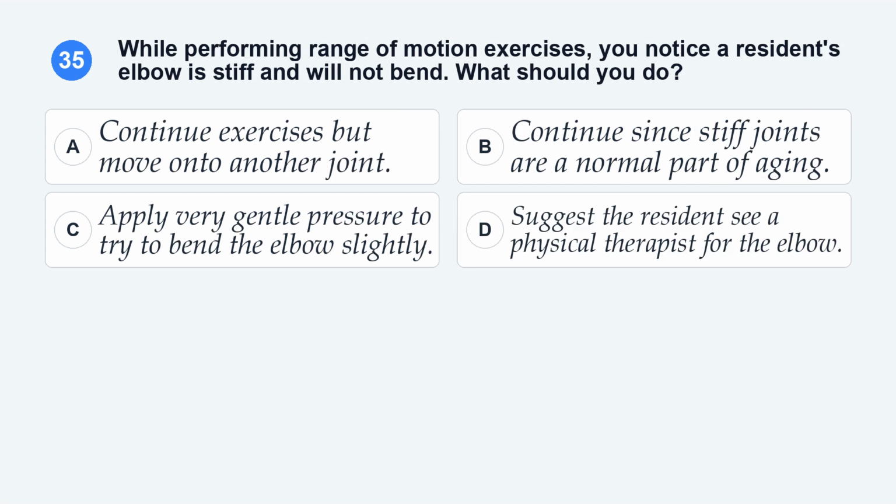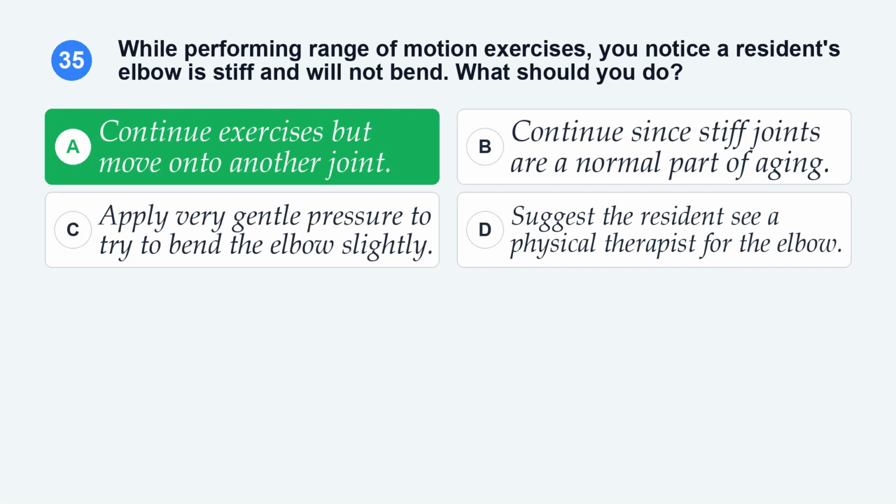Question 35. While performing range of motion exercises, you notice a resident's elbow is stiff and will not bend. What should you do? Option A. Continue exercises but move on to another joint. Option B. Continue since stiff joints are a normal part of aging. Option C. Apply very gentle pressure to try to bend the elbow slightly. Option D. Suggest the resident see a physical therapist for the elbows.